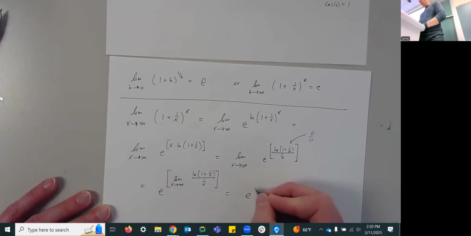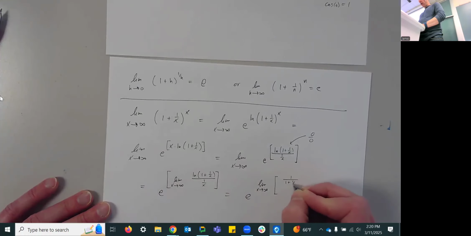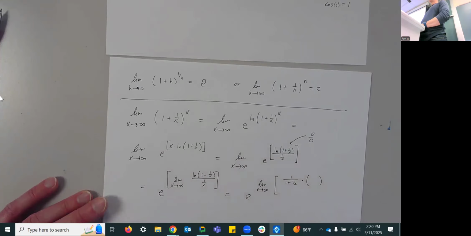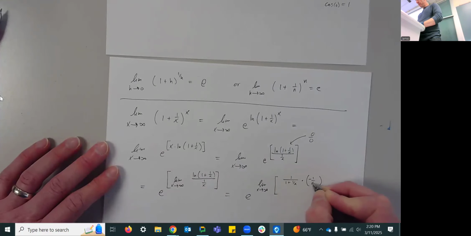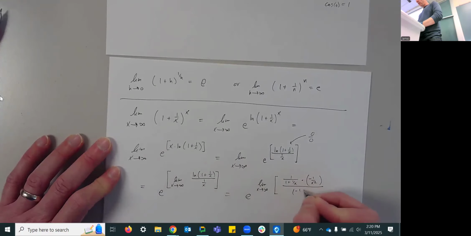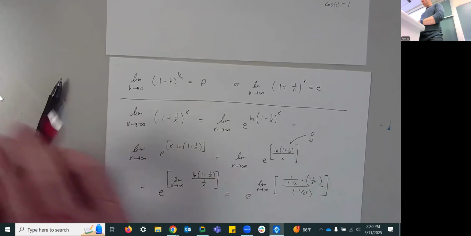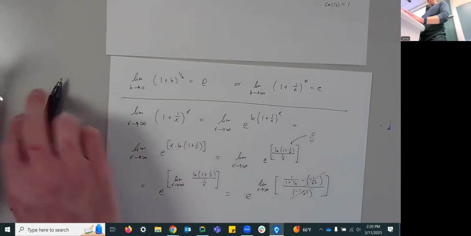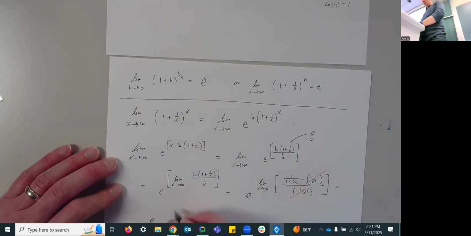So we get e to the limit of the derivative of the top, which is 1 over 1 plus 1 over x, times the derivative of 1 over x. I think it's probably worth just memorizing that the derivative of 1 over x is negative 1 over x squared. And the bottom, the derivative of 1 over x again, is negative 1 over x squared. The negative 1 over x squareds definitely cancel. And then the remaining 1 over 1 plus 1 over x is going to go to 1 over 1 plus 0 as x goes to infinity. So we're left with e to the 1, which is e.